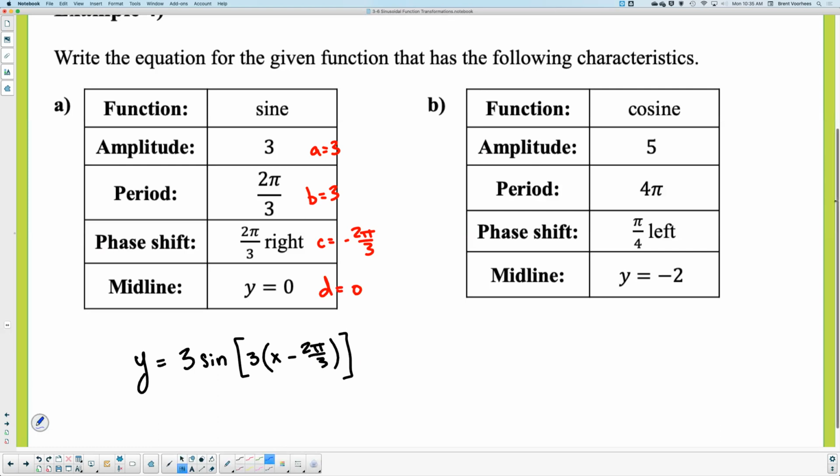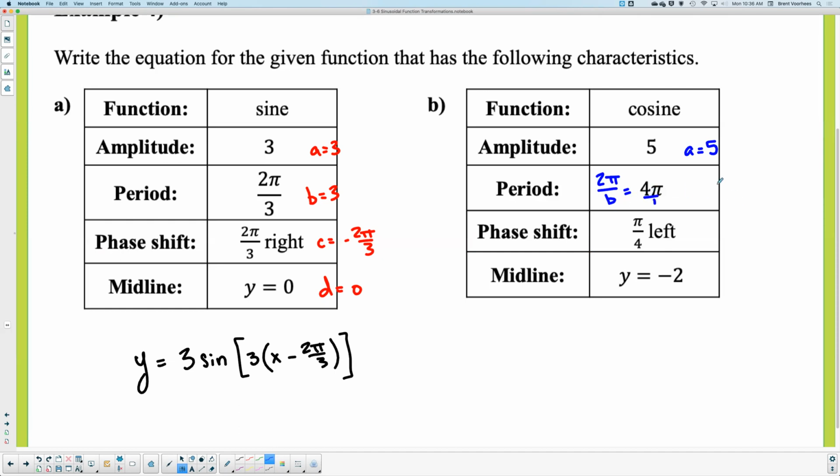Do you want to try this one? Amplitude, tell me about that. 5. A is 5, okay. Period, 0.5. So that is 2 pi divided by b equals 0.5.